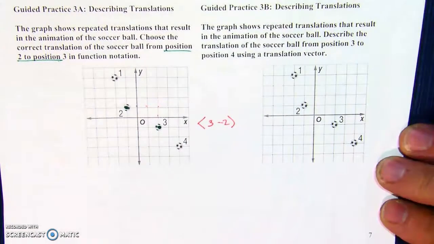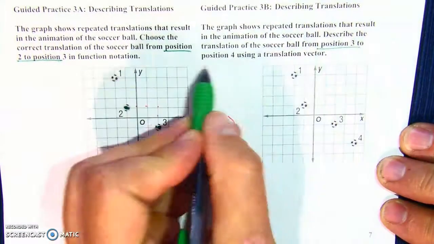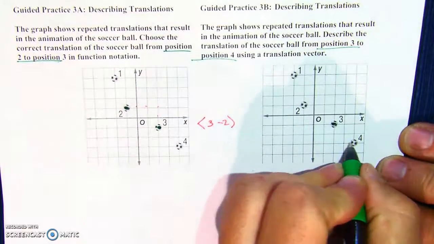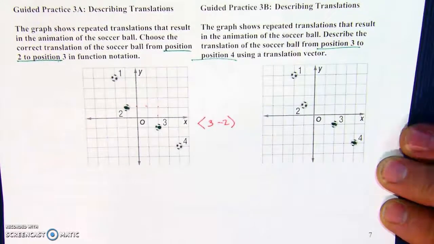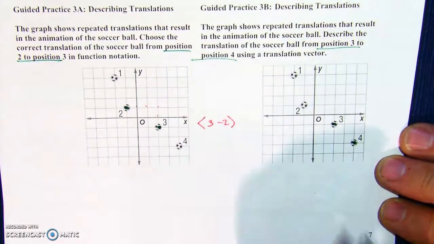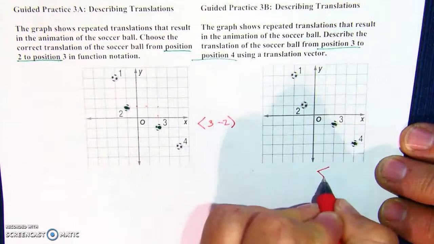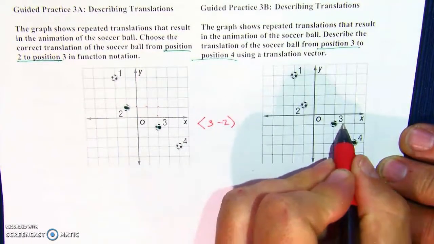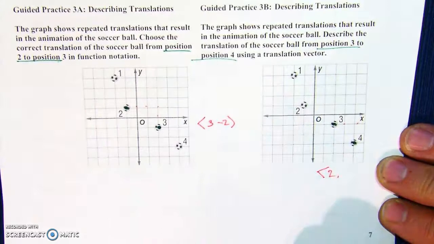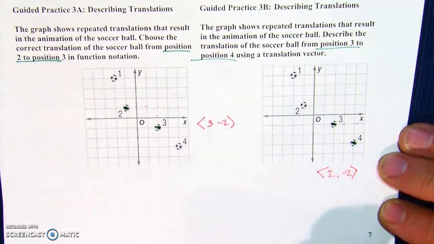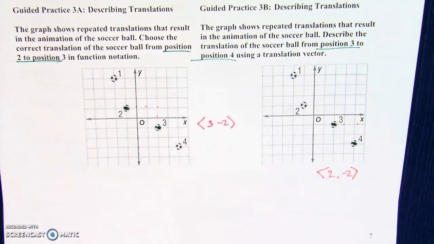Okay, same thing here. We're going from position 3 to position 4. So here we go. I don't have to put my points in there because soccer balls technically are a point. Again, it looks like we're going to the right. So how many units did we go to the right? 1, 2. So we went positive 2. And we went down 2. Because we went down, it's a negative 2. And there is our final answer.